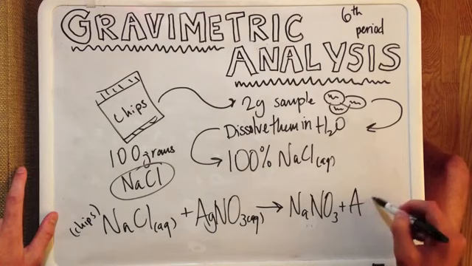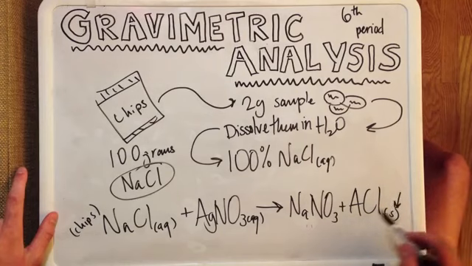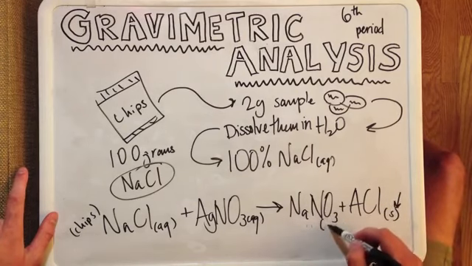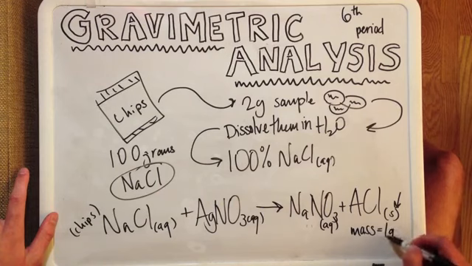So I have this AgNO3 that was given to me by a person who did this experiment previously, and those reactants produce the NaNO3, which is aqueous, and then that solid AgCl. I'm sorry, I messed that up.